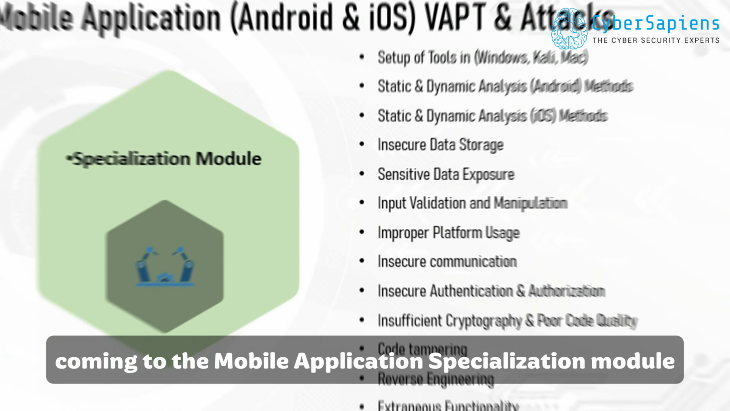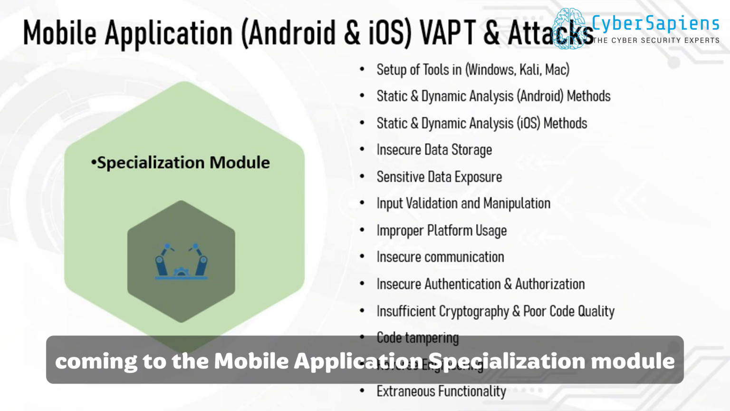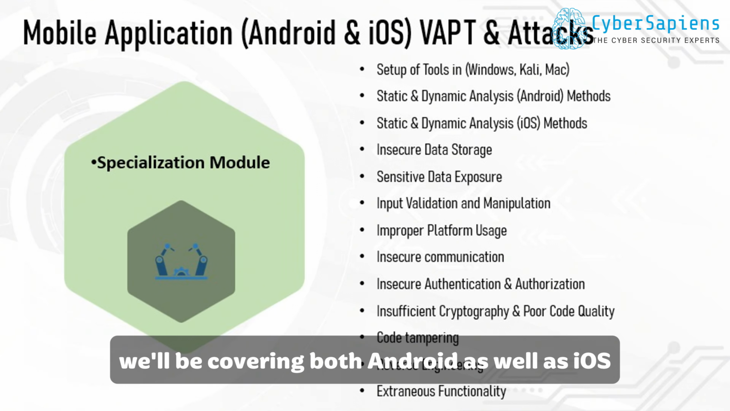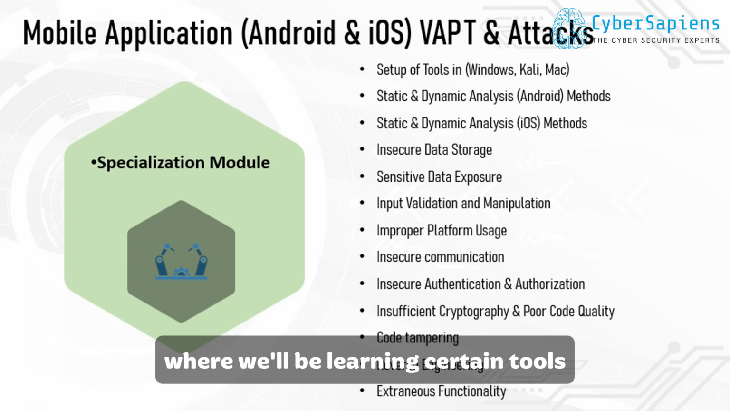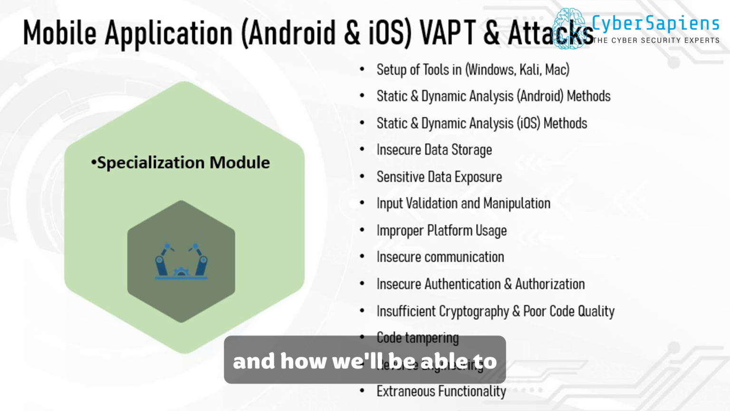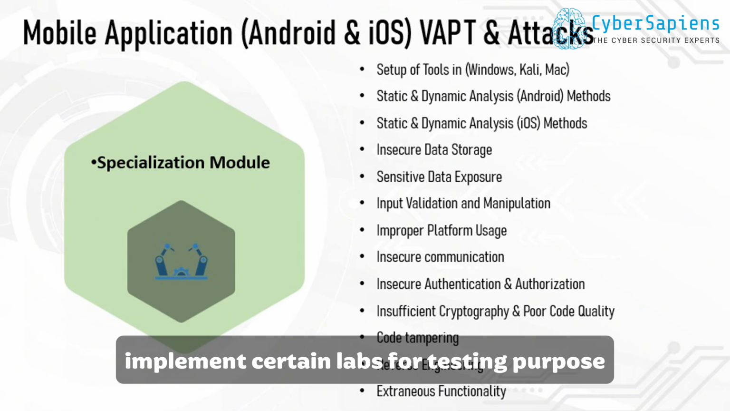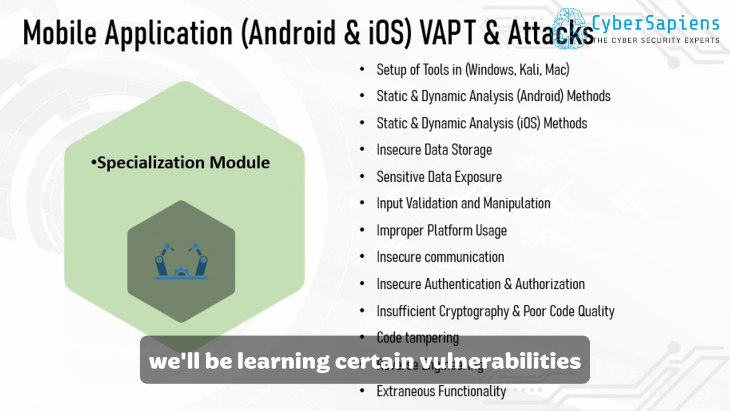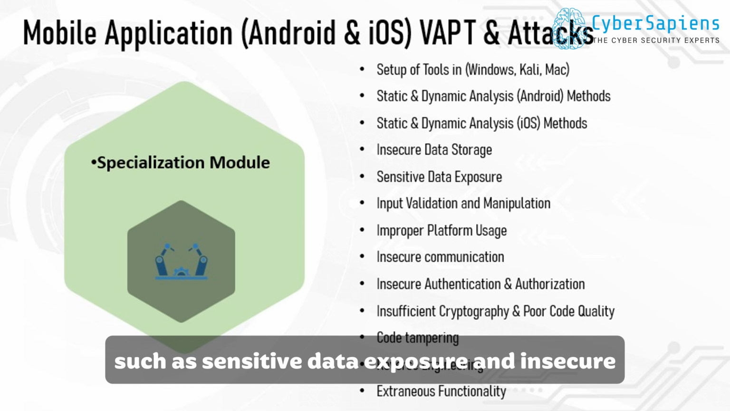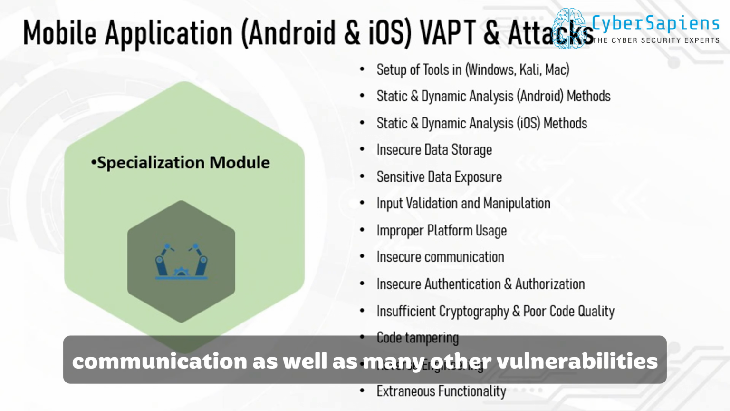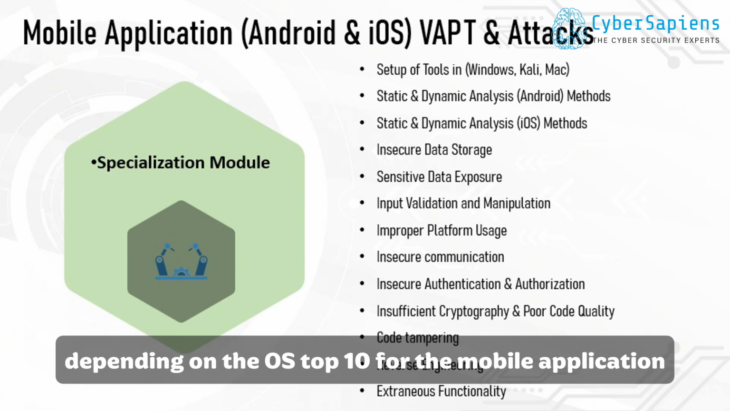Next, coming to the mobile application specialization module, we'll be covering both Android as well as iOS, where we'll be learning certain tools and how we'll be able to implement certain labs for testing purposes. Along with that, we'll be learning certain vulnerabilities such as sensitive data exposure and insecure communication, as well as many other vulnerabilities, depending on the OWASP Top 10 for mobile applications.